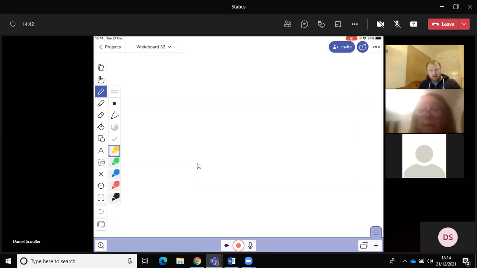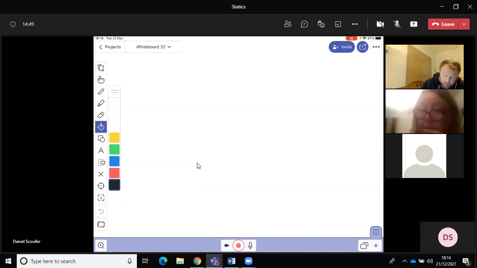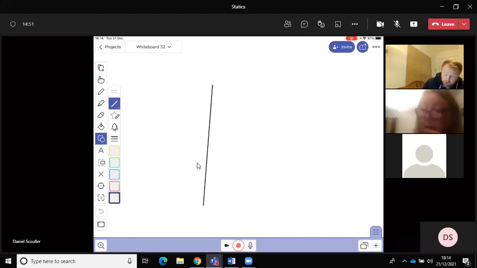Second thing we spoke about last week was where it crosses the x-axis. If you remember, I spent a lot of time drawing these out.